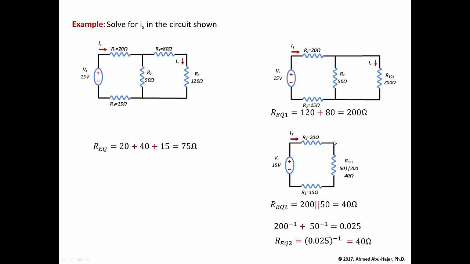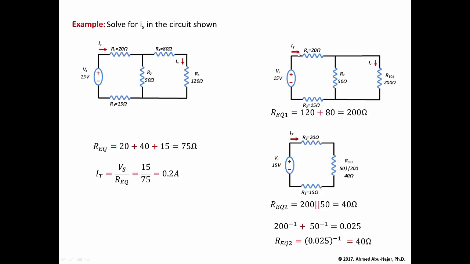So now we found R equivalent, then we can find the total current easily. The total current is basically nothing but Vs over R equivalent. Vs is the 15 volts over the total equivalent resistance, which is the 75 ohms. So we have 15 over 75, and that's going to basically give us 0.2 amps. Now we know that the current is going to be 0.2 amps. So we solved for the total current. This is the total current we solved for, which corresponds to this total current.